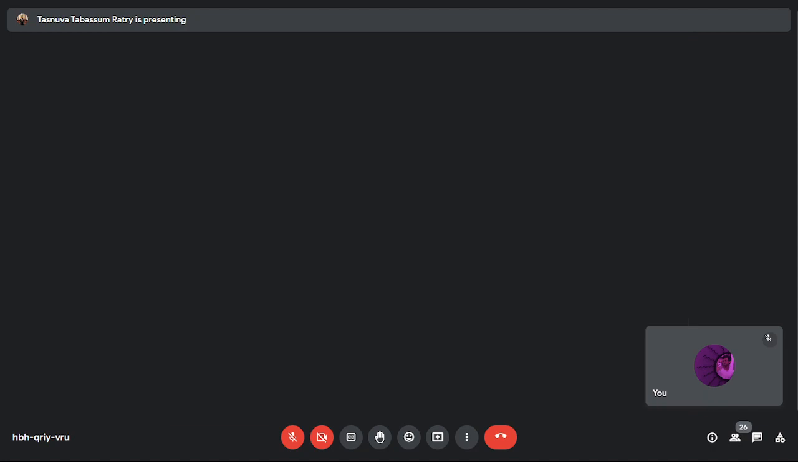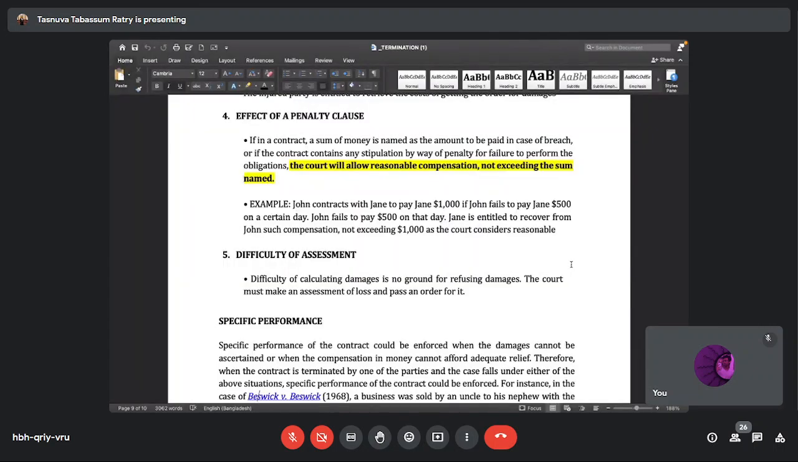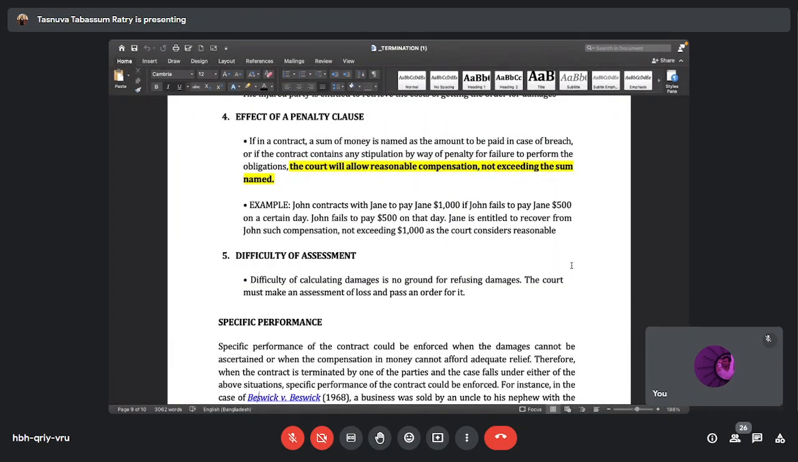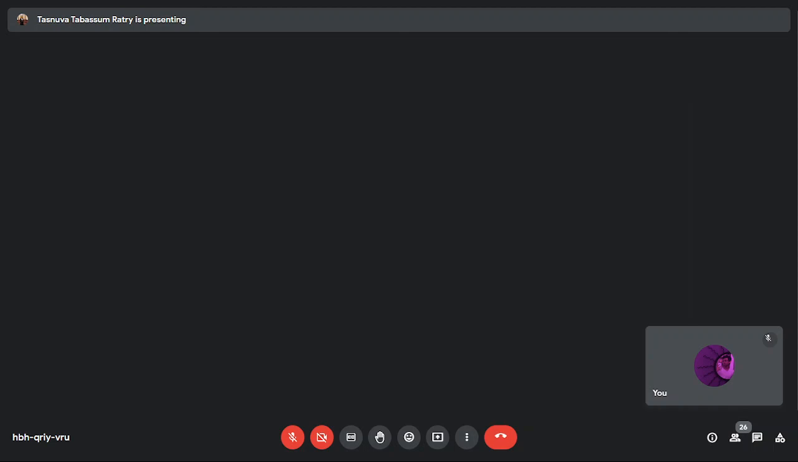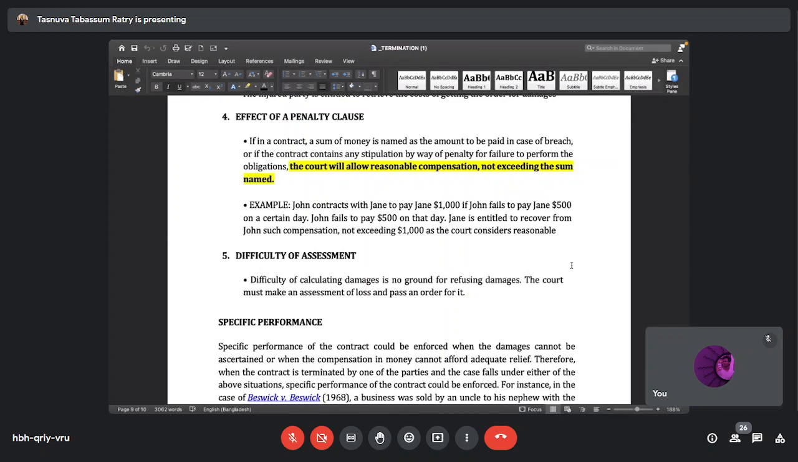Say, here is an example: John contracts with Jane to pay $1,000 if Jane fails to pay $500 on a certain day. So if Jane cannot repay $500 under a loan agreement, their contract says that if there's any breach or the parties have not been able to pay a certain amount of money, in that case there will be a breach, and whenever there is a breach of contract, the aggrieved party, in this case Jane, will be entitled to recover $1,000 as compensation from John.